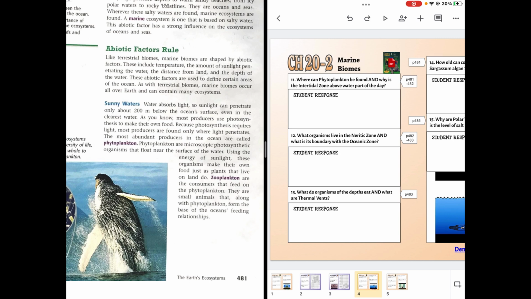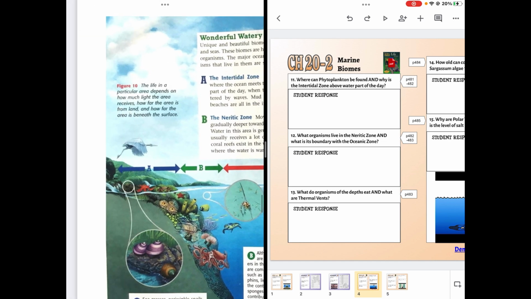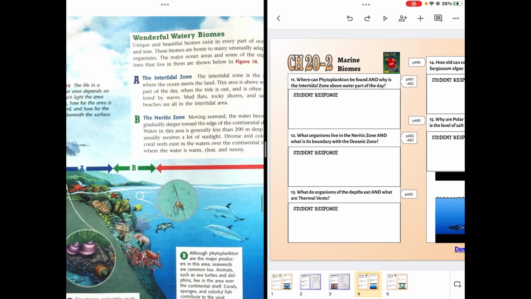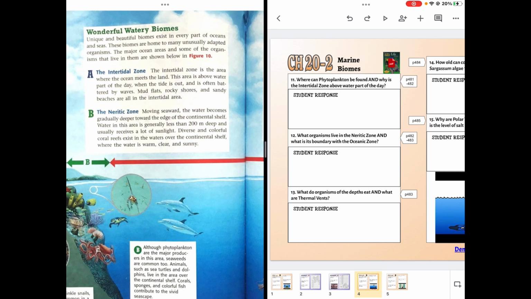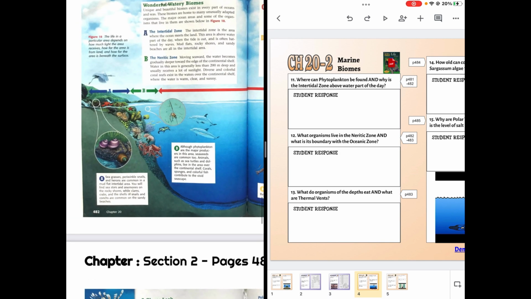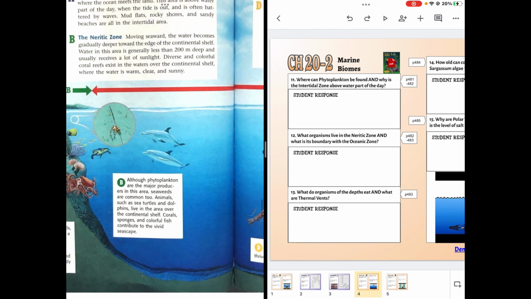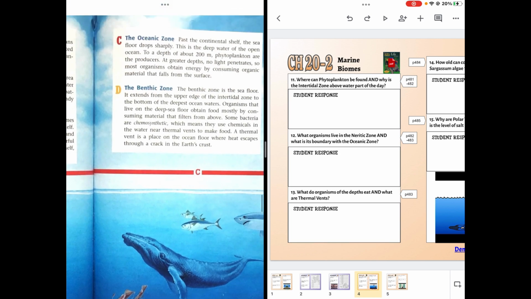Where in the water can they be found? And then why is the intertidal zone above water part of the day? Well, I have different zones on the next page. So A in the picture is the intertidal zone, and A up here is the intertidal zone. So when we talk about zones of the ocean, we can look at the paragraph or the picture to find answers. Question 12 is about the Neritic zone and the Oceanic zone. So Neritic zone is B, and there it is again. And the Oceanic zone is C.